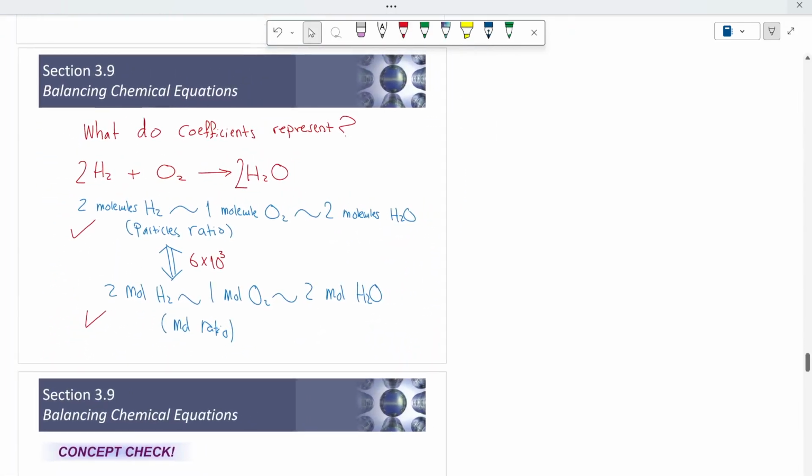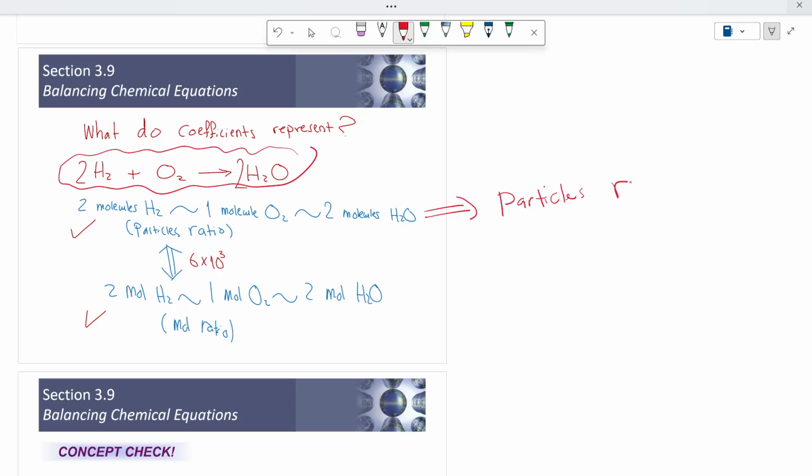What do coefficients represent in a balanced chemical equation? For example, if you have the reaction between 2 hydrogen and 1 oxygen, and the product is 2H2O, this is a balanced chemical equation. Now the question is, what do these coefficients 2, 1, and 2 represent? As we said, they represent the molecule ratio. We can say for 2 molecules of hydrogen, you should have 1 molecule of oxygen, which will produce 2 molecules of water. So here, this is the particle ratio, because the number of molecules is the number of particles. Particles ratio between reactants and the products.